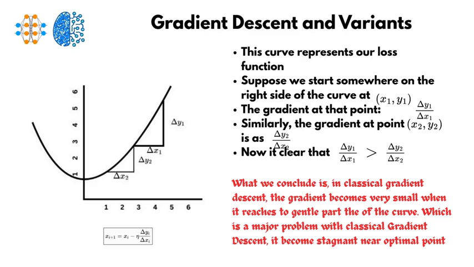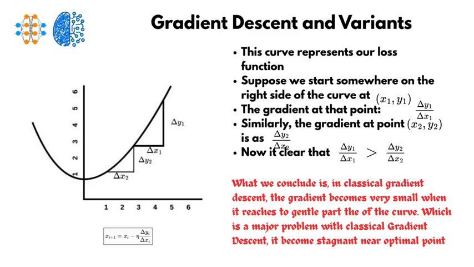Suppose we start at the point x1, y1 on the right side of the curve. At this point, the curve is relatively steep. The gradient can be understood as the change in y divided by the change in x. So at this point, the gradient is delta y1 divided by delta x1.